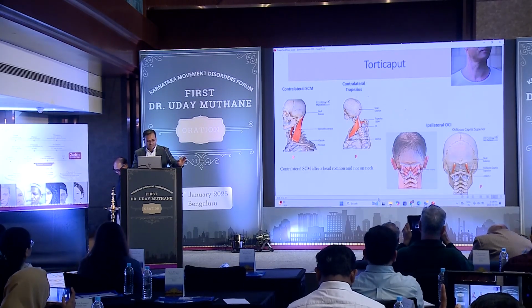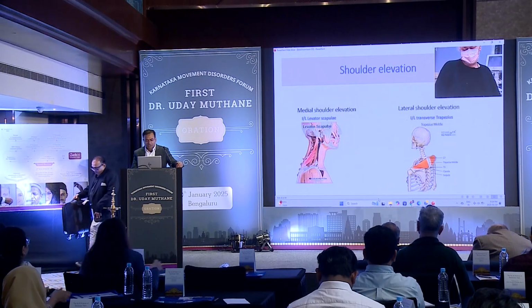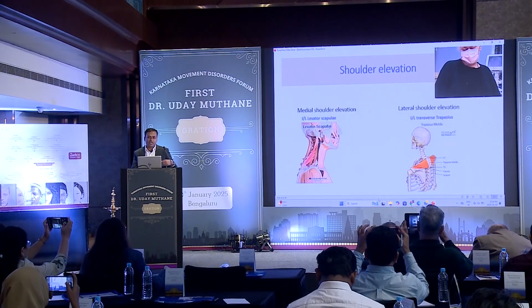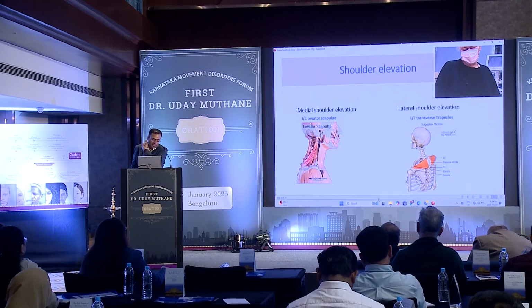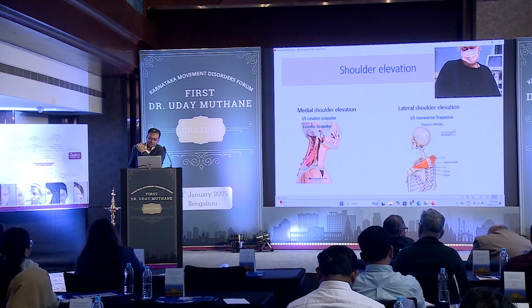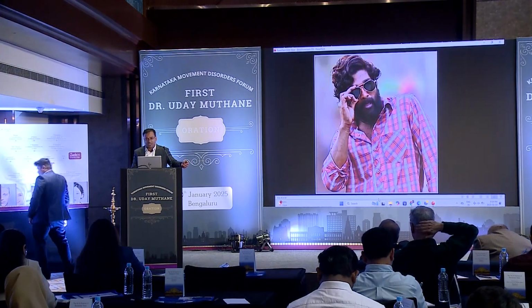Torticaput: contralateral SCM, contralateral trapezius, and ipsilateral OCI. Shoulder elevation, we often see this one. If the neck is more towards like this, you can inject the medial levator scapulae. If it is lateral shoulder elevation, you can inject the transverse trapezius. So we often see this one.